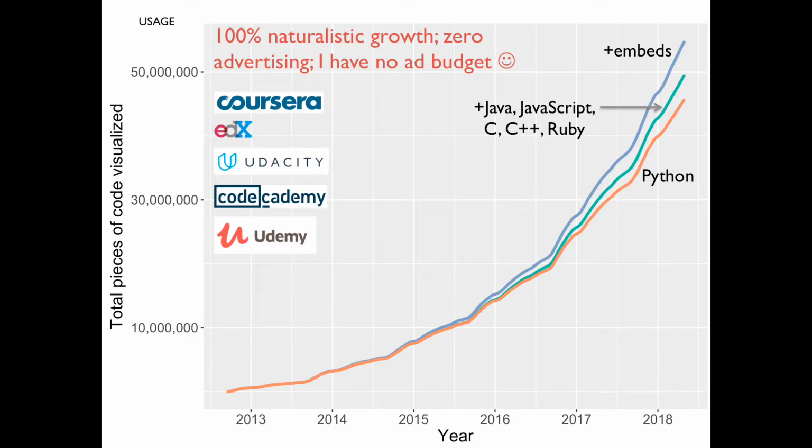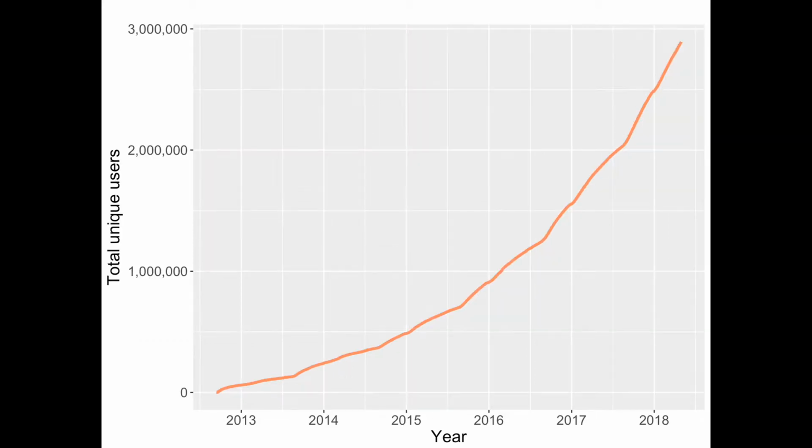And a lot of the traffic organically comes not only from search engines, but also from these massive open online courses and other online courses where people are learning programming. And students and also instructors go to my Python Tutor site because it's the only place that provides this sort of automated visualization feature. This is a graph showing the total number of unique users.